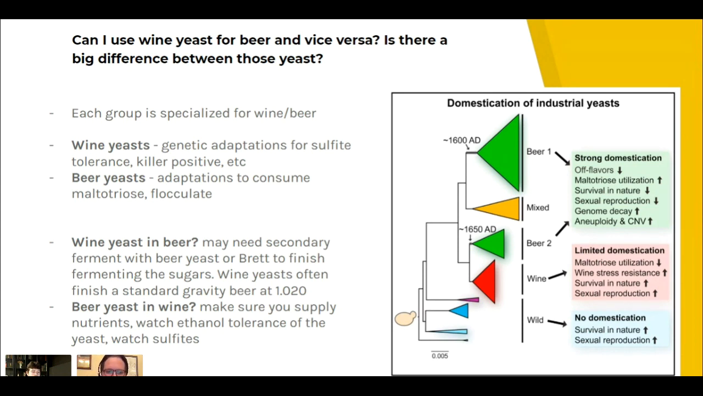The other part is watch the alcohol tolerance of the yeast. Once again, wine yeast are typically a little bit more alcohol tolerant, right? These things need to get up to, in some cases, 14, 15, 16% alcohol, whereas beer yeasts typically don't. And then, of course, watch the sulfites as well, where beer yeast might be more sensitive to those sulfites.